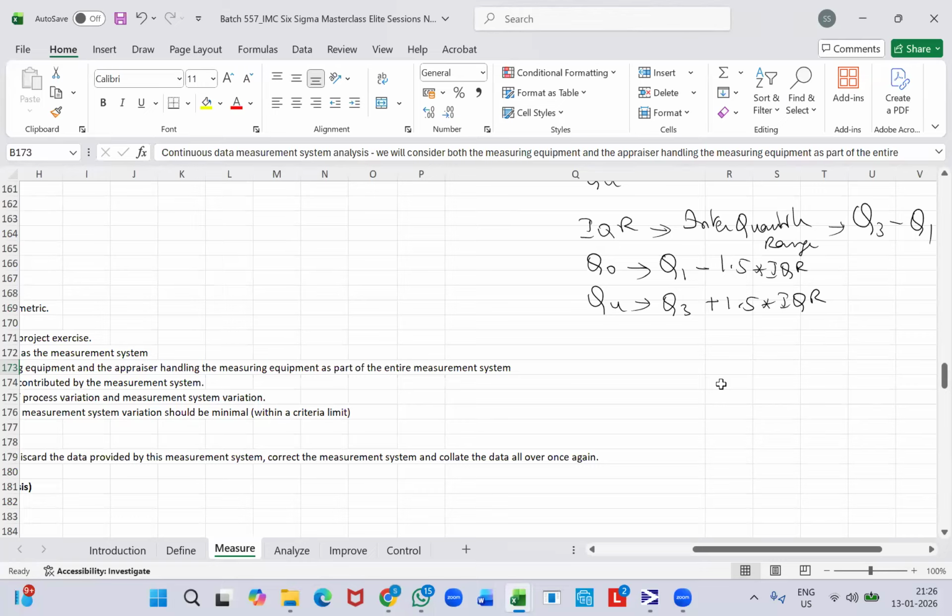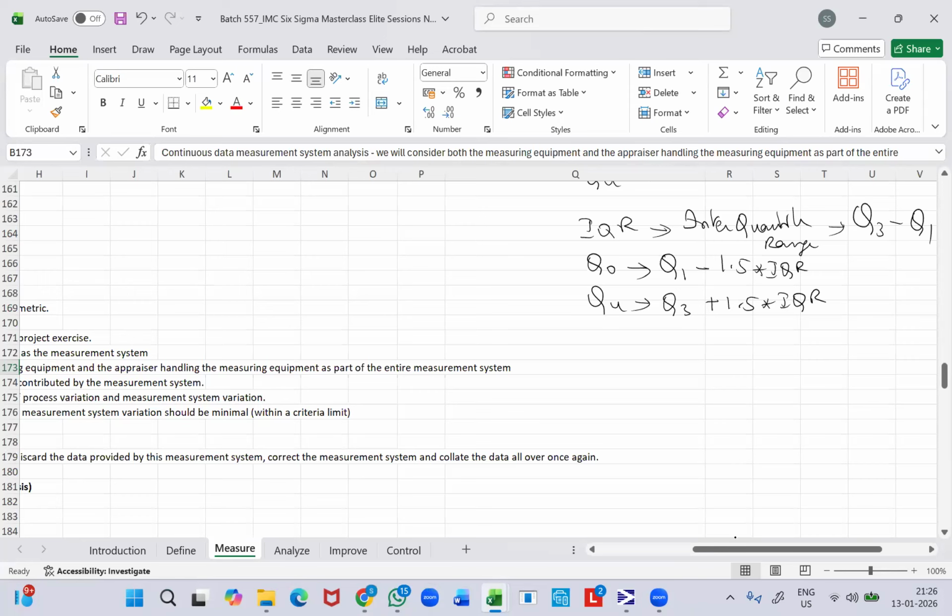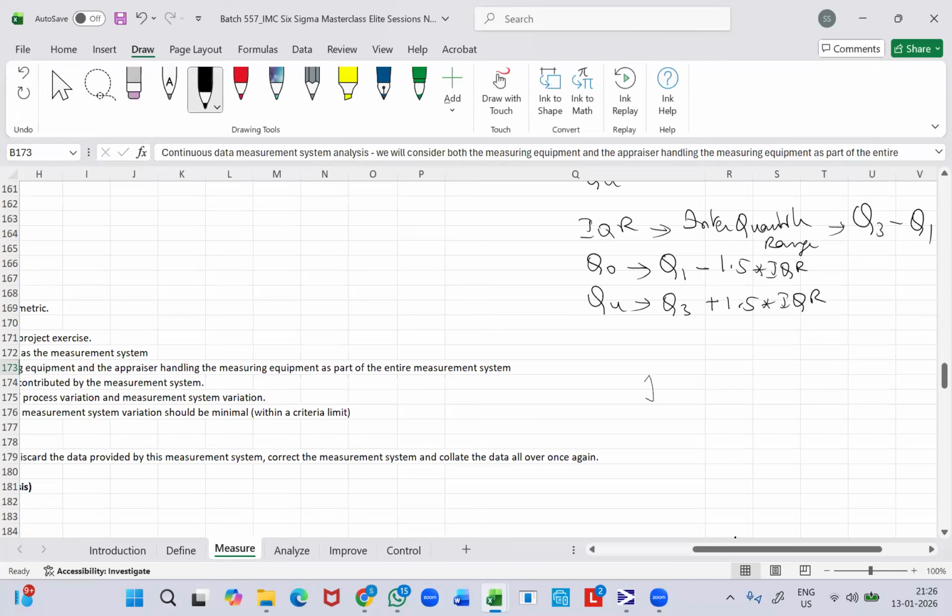If you look at a high level process, how will it appear? We will have the input which will be fed into the process, which will come out as an output, and this output will get measured, right? And we will have the measurement values. Correct? So this is the procedure. The output will get measured and we will have the measurement values collated for this output, right?